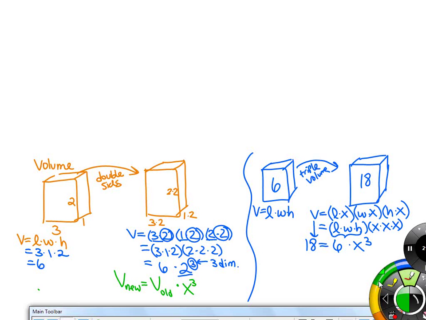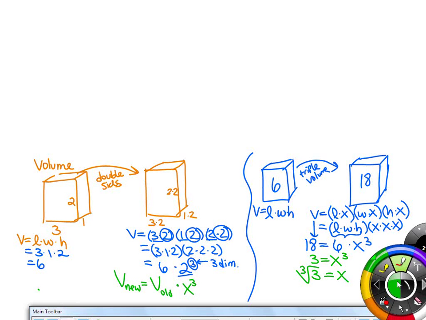Okay, first divide by 6 to isolate the x. So when we do that, we'll have 3 equals x cubed, okay? Which means that x is equal to what? The cube root of 3 instead of the square root of 3, because of our 3 dimensions causing this 3 here, okay? So if I wanted to triple the volume, I would expect each side to be multiplied by a cube root of 3. I've stretched that way, okay?